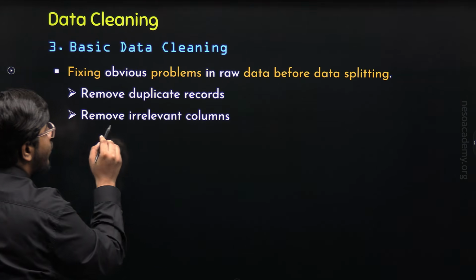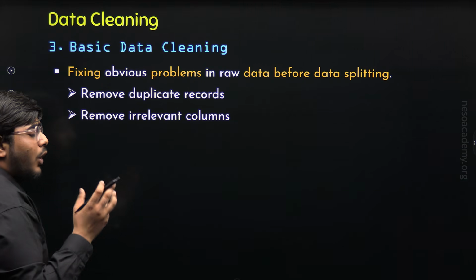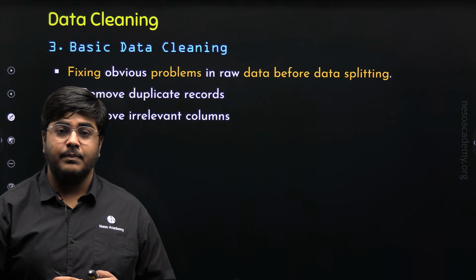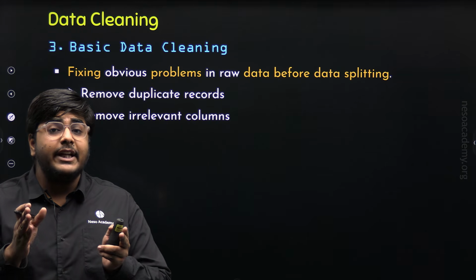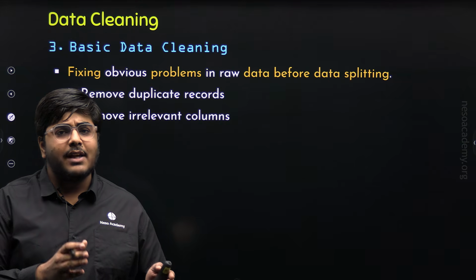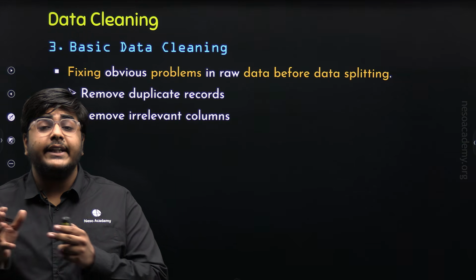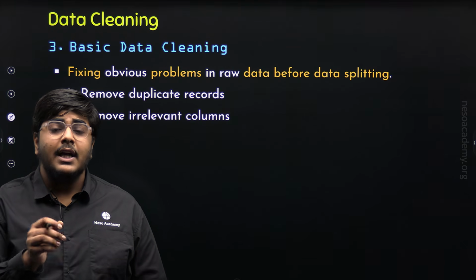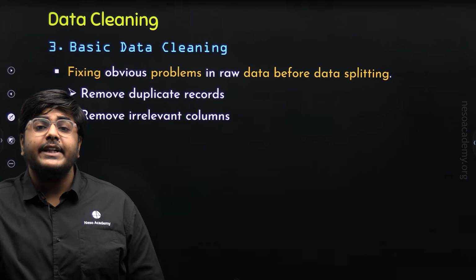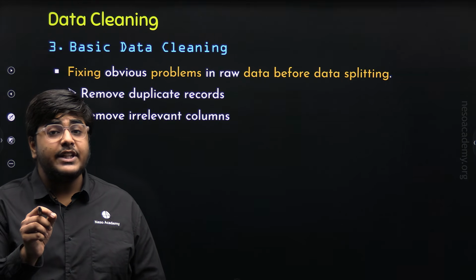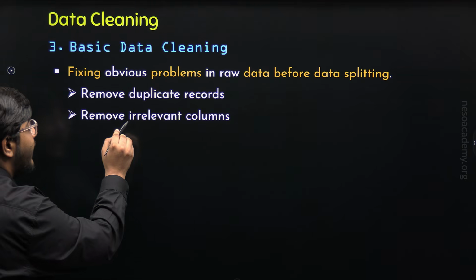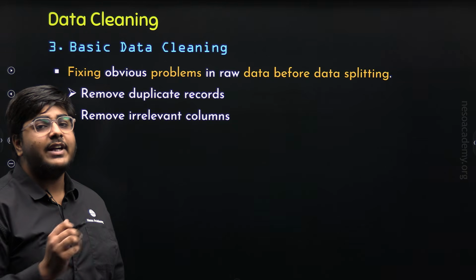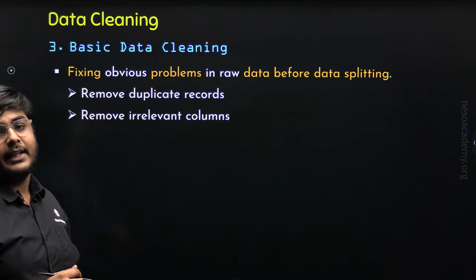Second is remove irrelevant columns. Now what are irrelevant columns? There are multiple features in our dataset. Some features contribute in predicting the target variable, while some features don't contribute in predicting the target variable. So we have to remove the features or the columns that have no contribution in predicting the target variable. Such features or columns are known as irrelevant columns. So we need to remove such irrelevant columns from our dataset under basic data cleaning.